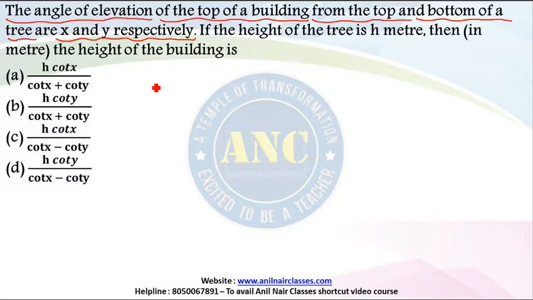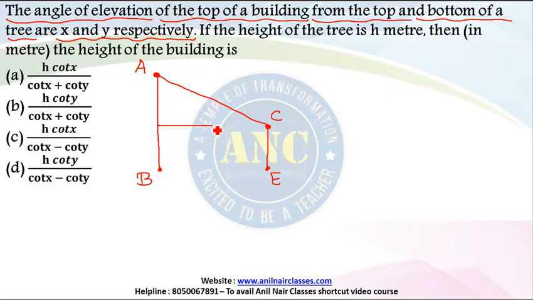That means there is a building. I will call that building AB. Angle of elevation of the top of the building, which is nothing but A, from the top and bottom of a tree. Let me call the tree CE. CE is nothing but the tree. From the top of the tree, the angle of elevation is x degrees, and from the bottom of the tree, the angle of elevation is y degrees. This is what is given in my question.